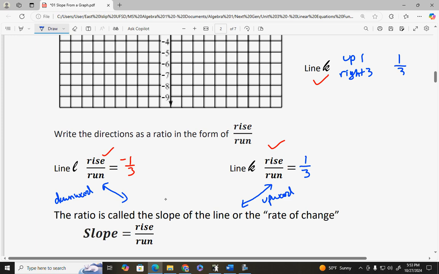An upward slope is positive, a downward slope is negative. And the ratio really is your slope, and slope is rise over run. Now, sometimes we use these words rate of change. We actually use them very often when we're in algebra class. So if I ask you what's the rate of change, it's the rate at which the line is changing. That really means the slope of the line.